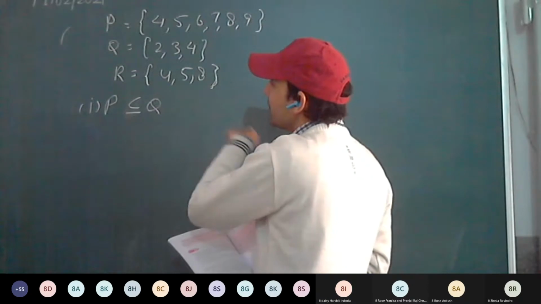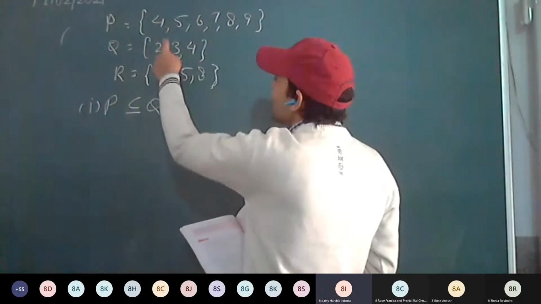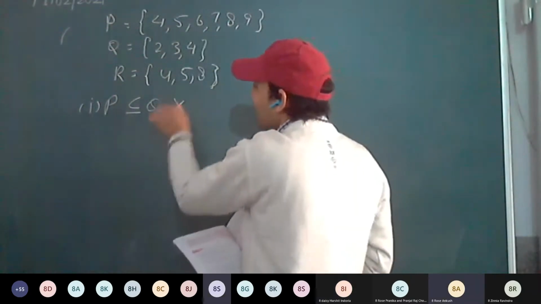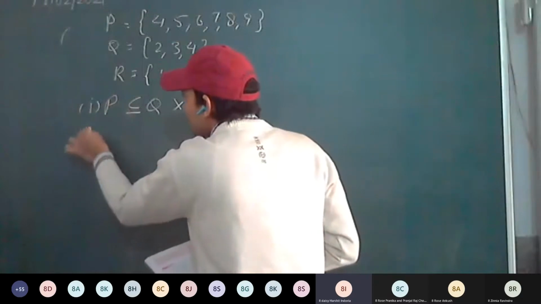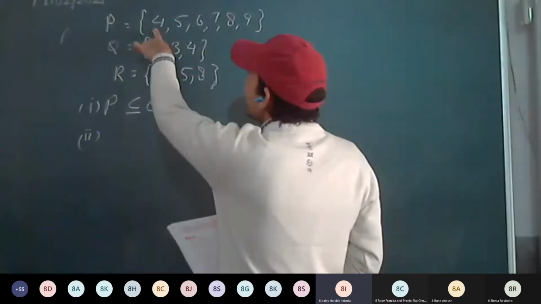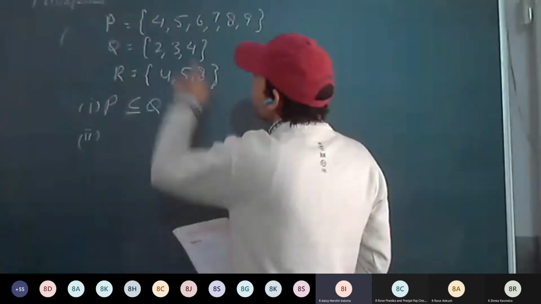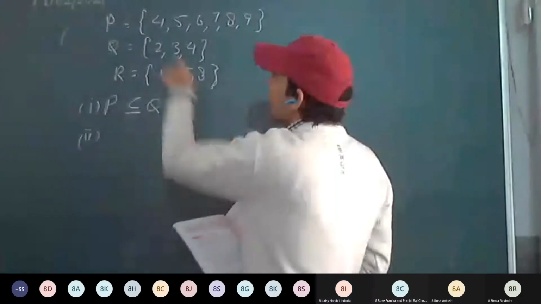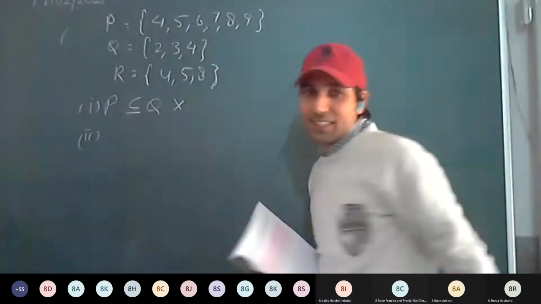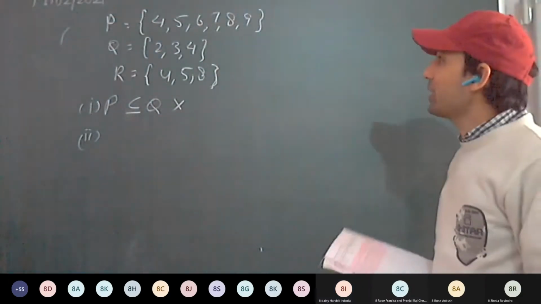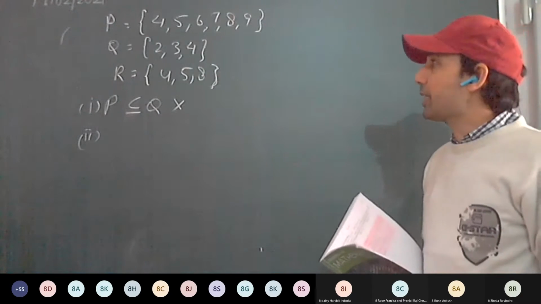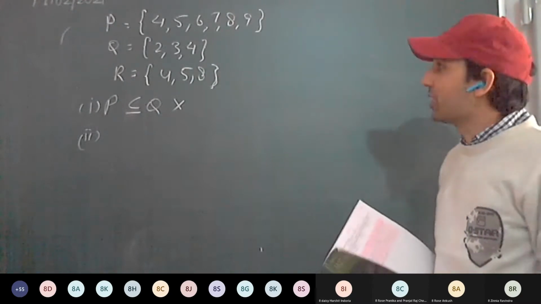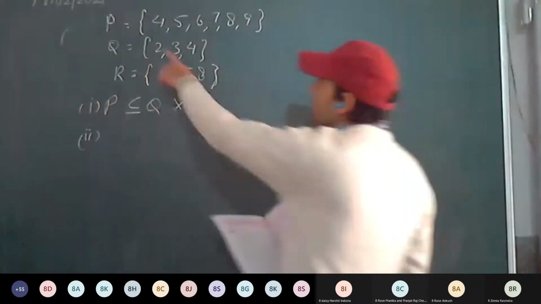Is it true? False. Sir, P is a superset and Q is a subset of it? Wait a minute, it's not a superset as well, because 2 is not present in P. 2 is not present in P, therefore P is not a superset as well. You can see 2 is not present there.